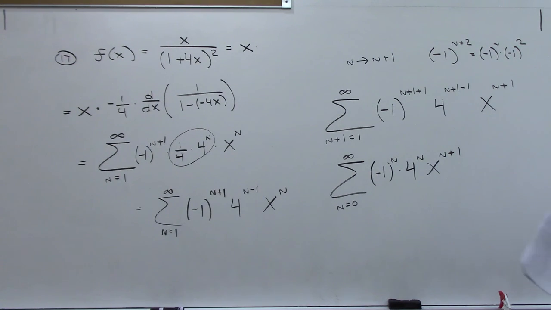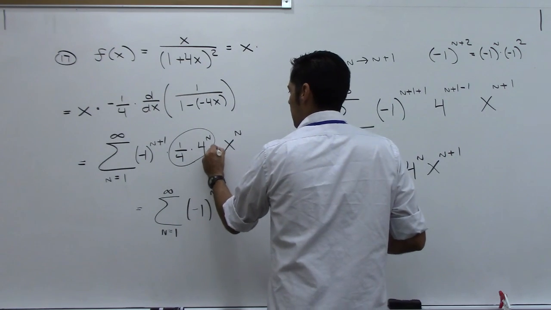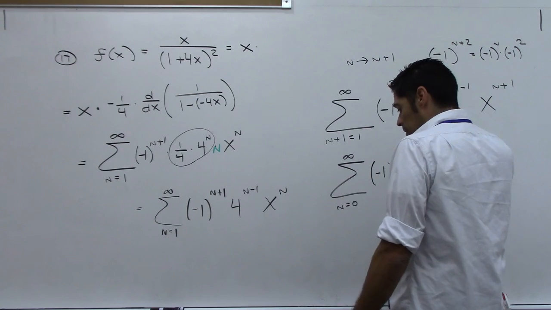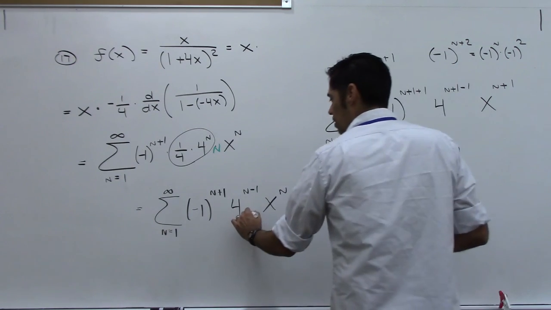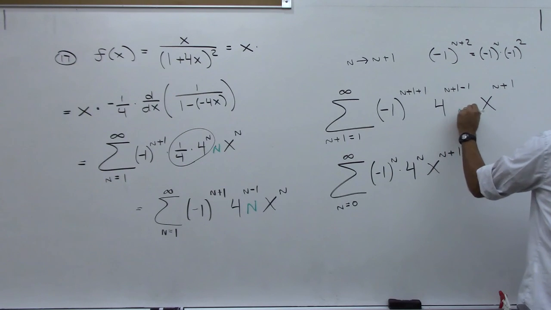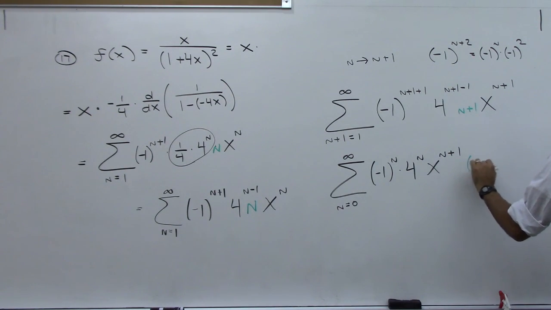I left my n out. Darn it. Should have caught that earlier. Right here, when I was rewriting this, there was an n from, remember when we did the differentiation, the derivative. So there should have been an n right here, which meant that there should have been an n, which we replaced with n plus 1 right there. And so next to this somewhere, n plus 1. Sorry about that.